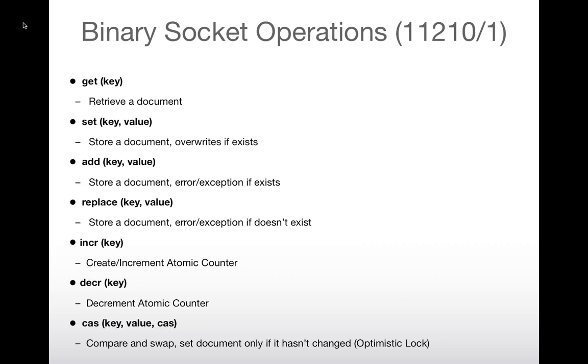So these are our operations in Couchbase. We have get for retrieval. We have 3 storage operations: set, add, and replace. We have incr and decr, that's increment and decrement. Those are for atomic counters. And then we have a compare and swap operation. All these operations are over a binary socket for high performance. Port 11210 is our client SDK port, and 11211 is the standard Memcached port.